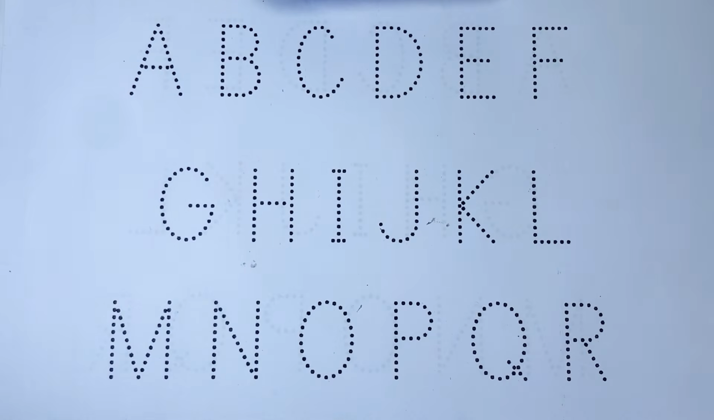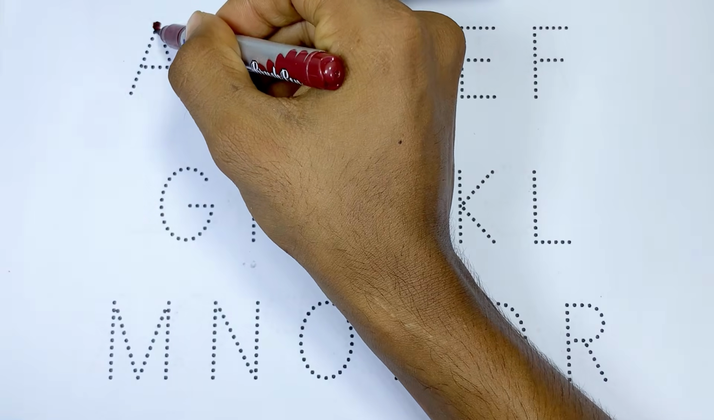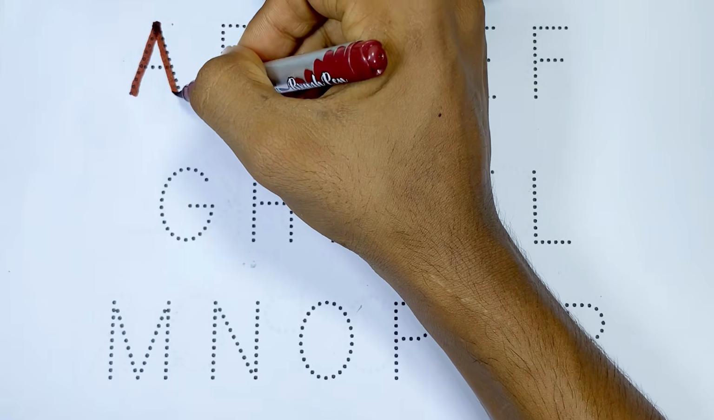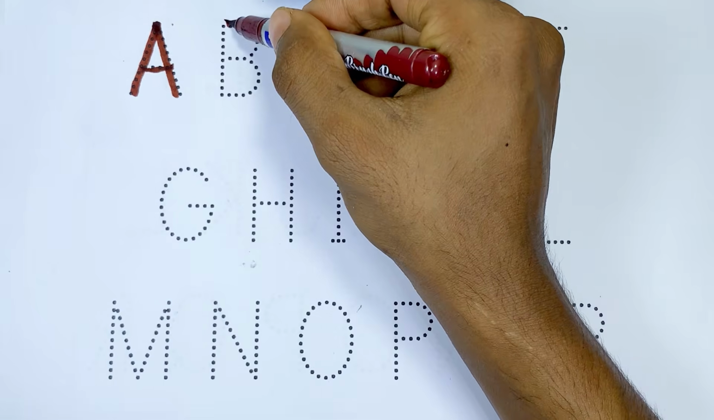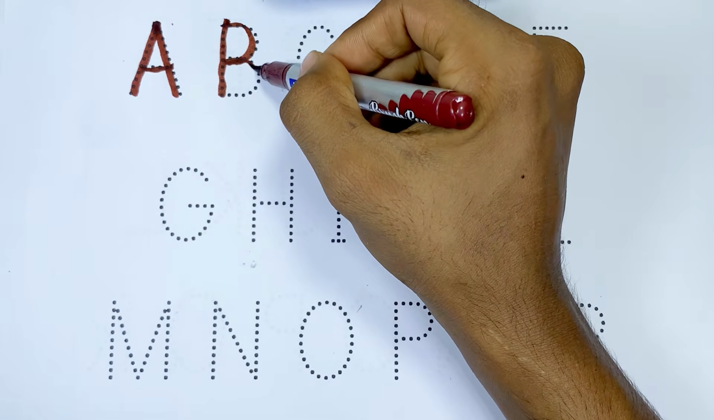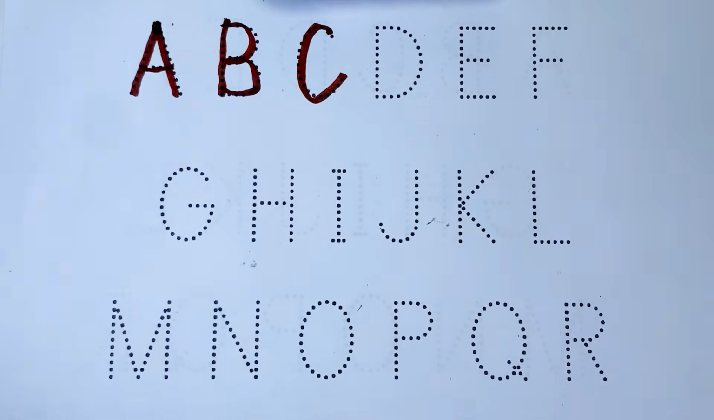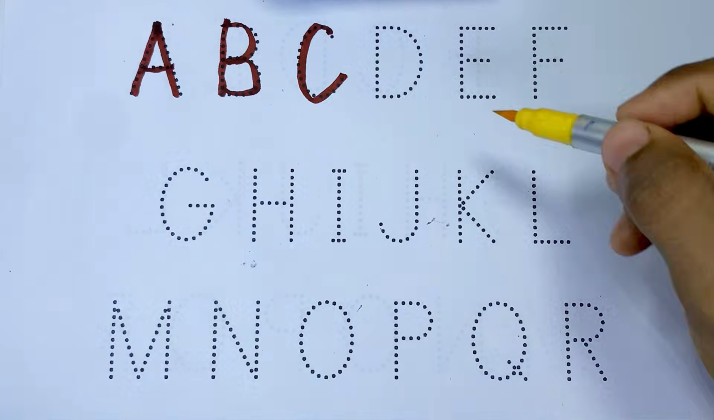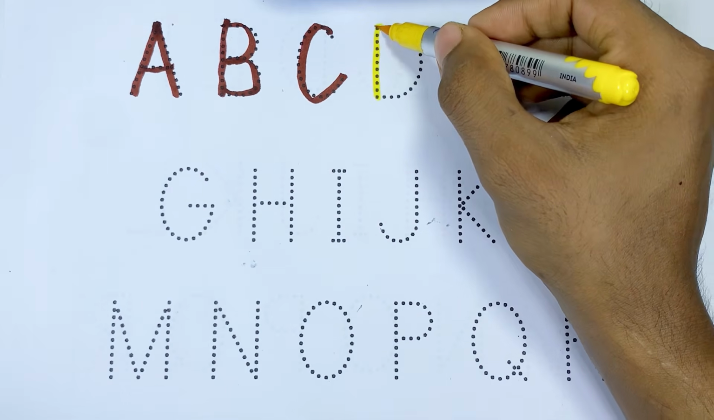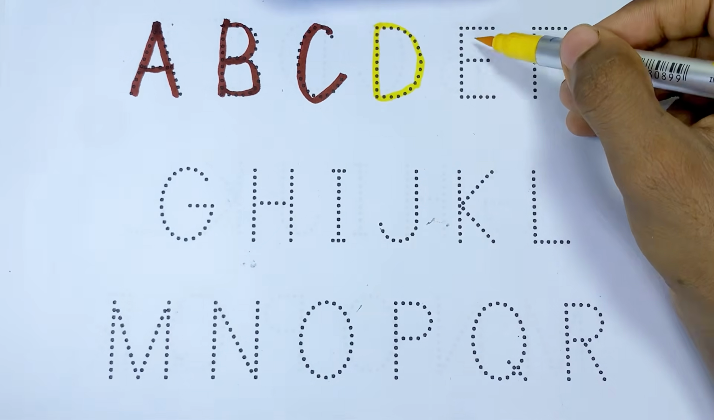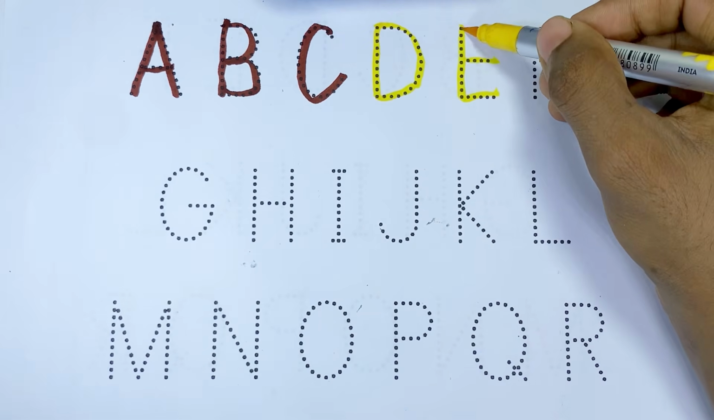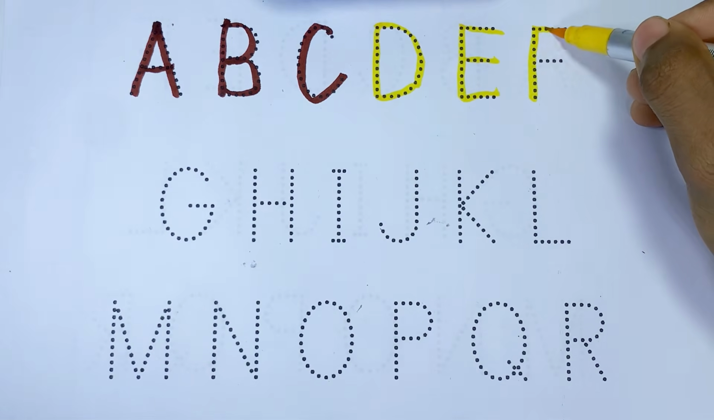So kids, now you draw A. A for apple. B for ball. C for cat. Kids, now you draw D. The alphabets of D. D for dog. E for elephant.